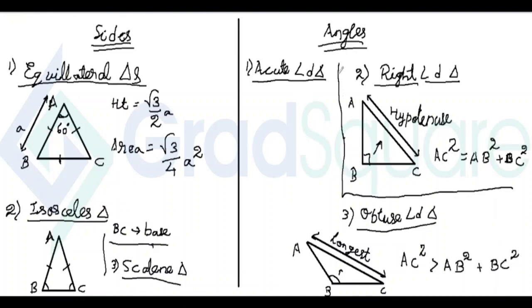In the case of a right angle triangle, the square of the longest side will be equal to the sum of the squares of the remaining two sides. And in the case of an obtuse angle triangle, the square of the longest side will be greater than the sum of the squares of the remaining two sides. Which means that, suppose I have an acute angle triangle like this, and suppose I tell you that AC is the longest side.